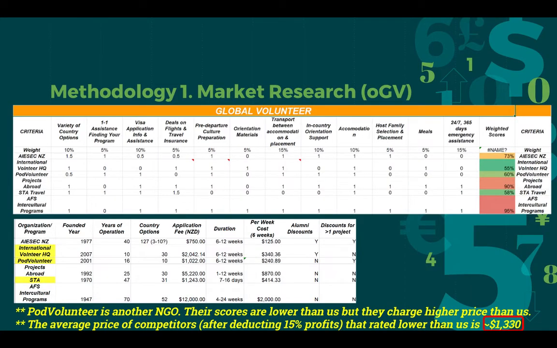So here's the result of OGV. As you can see, there are 3 organizations, companies that were rated lower than us. One thing to notice, Pod Volunteer is another nonprofit organization. Their scores are lower than us, but they charge a higher price than us. So here you can see it's $1,022. Well, if we consider all 3 organizations and deduct the profits, and it's 15% for these 2 companies, then our average price will be $1,330.